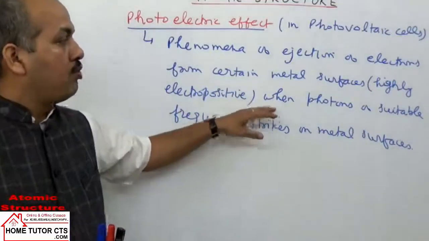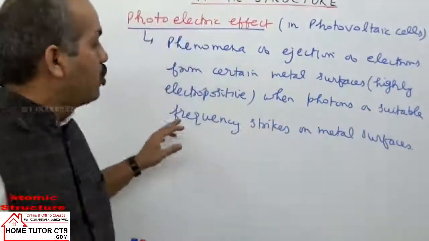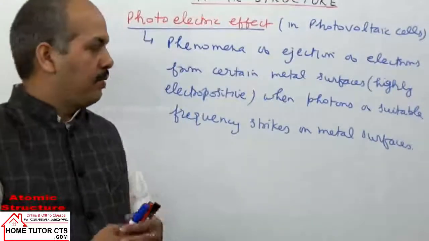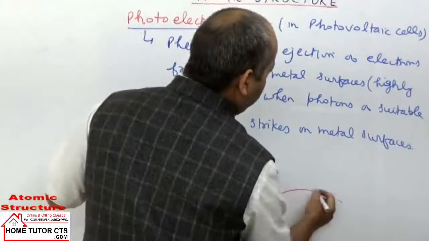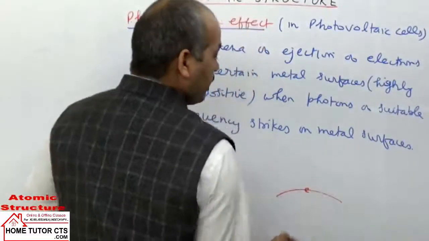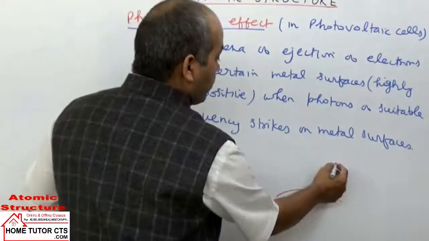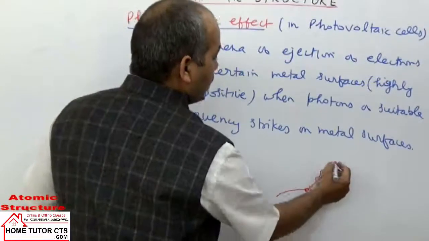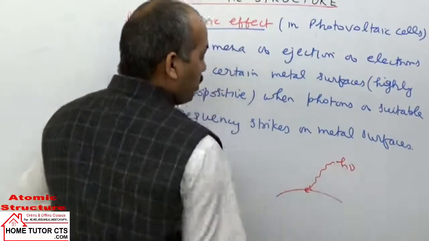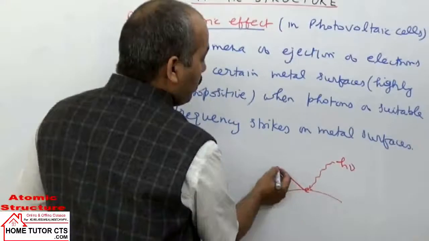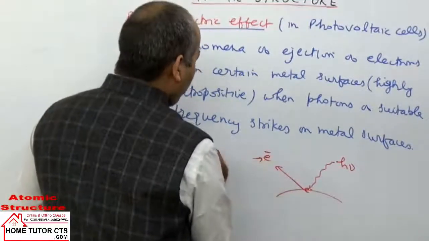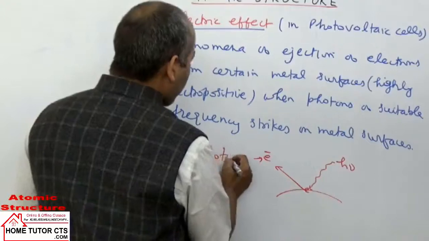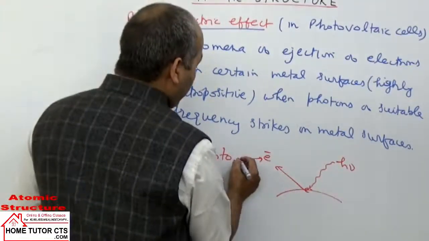When photons of suitable frequency strike the metal surface, suppose this is a metal surface which has electrons. Now when photons having energy h nu strike the electron, the electron comes out. This electron coming out is called a photoelectron.